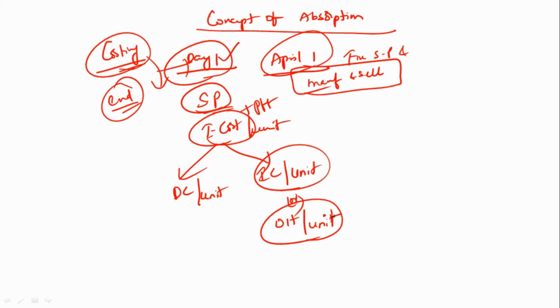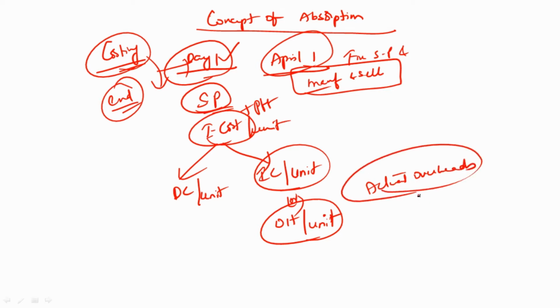Unfortunately, to find this overhead cost per unit, we should know what our actual overheads are. But you will not know what your actual overheads are at the beginning of the year. You will know them only at the end of the year. So you have to wait till the end of the year to know your actual overheads, thereby find overhead cost per unit, add it to direct cost per unit, find total cost per unit, add profit margin, fix selling price and do business.